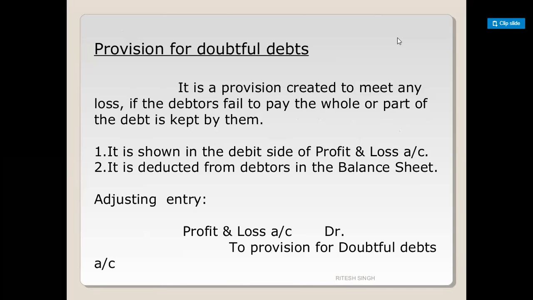Provision for doubtful debts. It is a provision created to meet any loss if the debtors fail to pay the whole or a part of the debt owed by them. It is shown on the debit side of the profit and loss account. The other entry is that it is deducted from debtors in the balance sheet. Journal entry is profit and loss account debited to provision for doubtful debts.